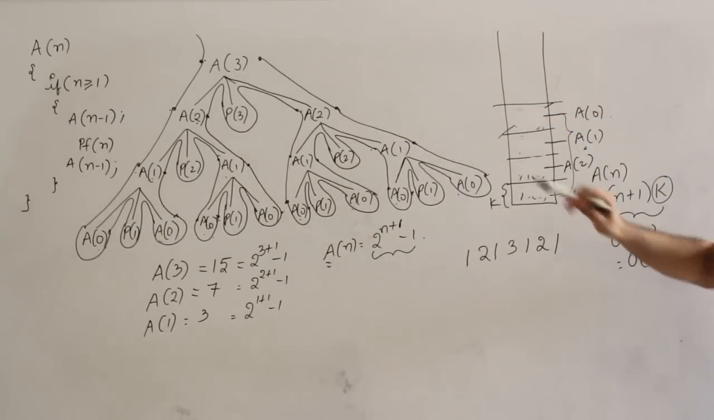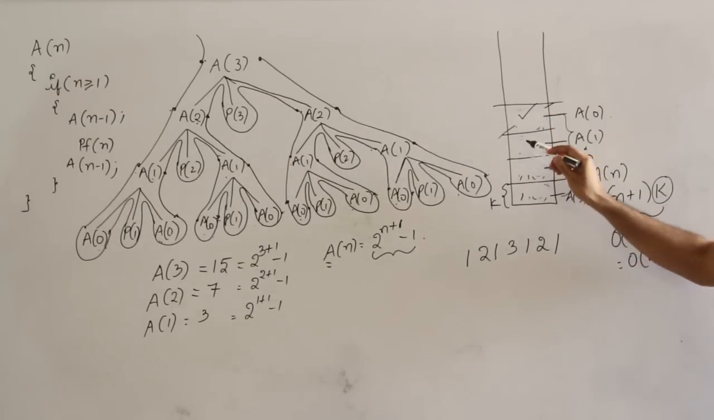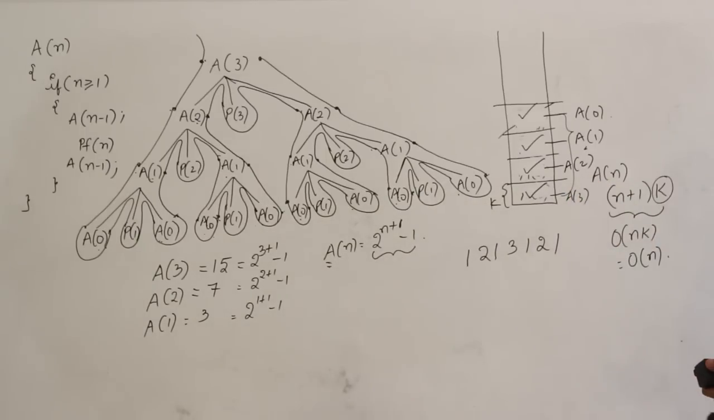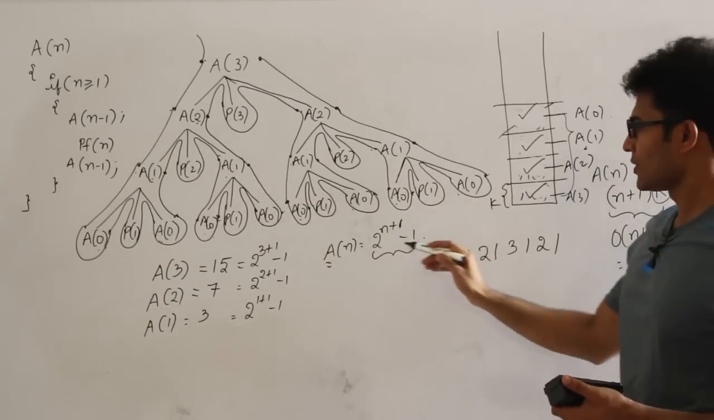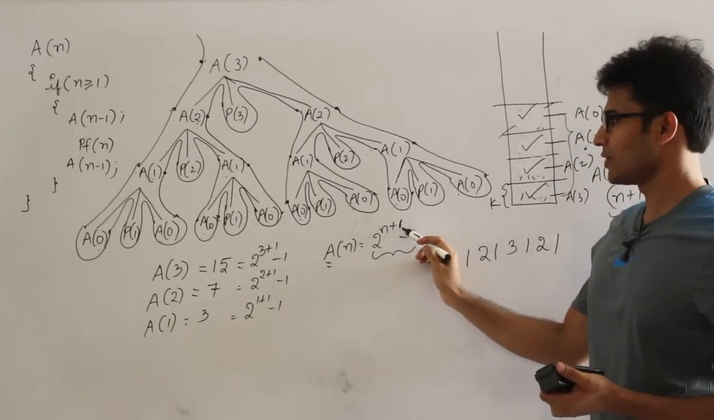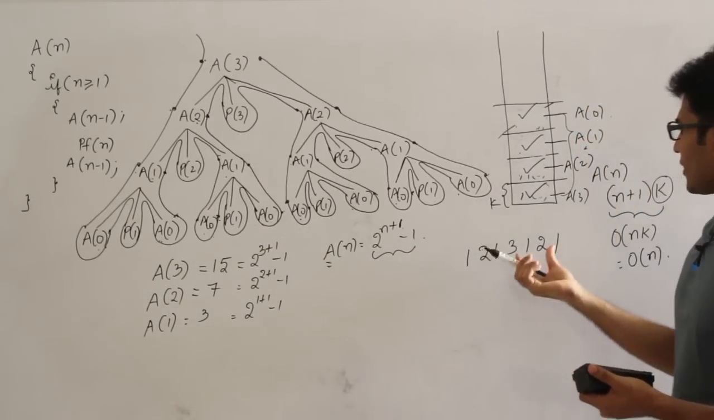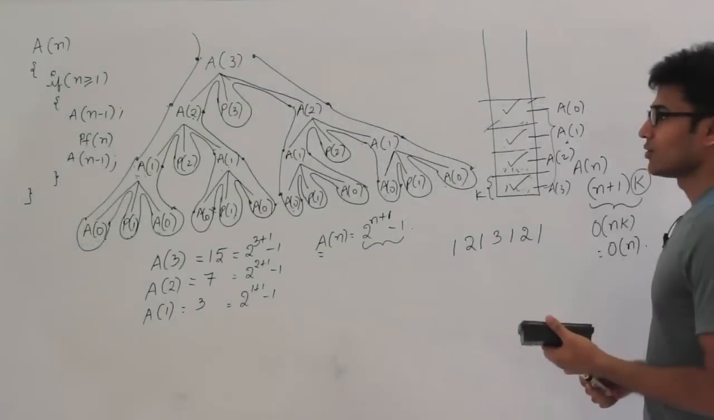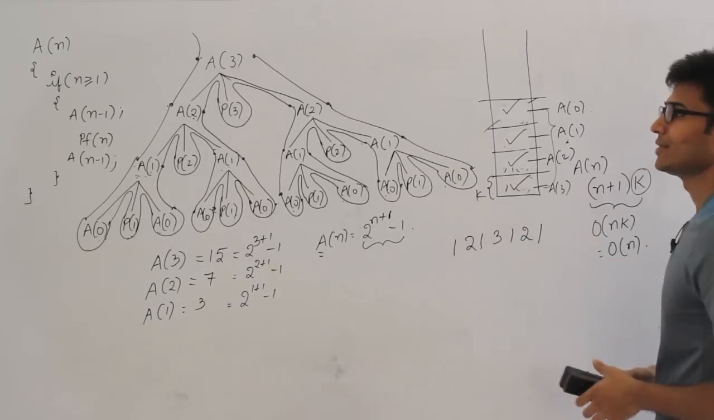All the A of 0s will reach this cell, and all A of 1s will reach this, and all A of 2s will reach this, all A of 3s will reach this. Therefore, even though the number of recursive calls required is order of 2 power n plus 1 or order of 2 power n, the total space is order of n. So you see this pattern in this program.